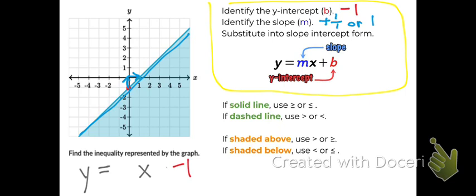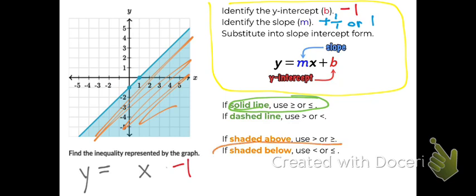So now that we have this equation of this line, we want to change this to the inequality, because it's not just the solutions on the line, it's everything down below. Notice that this is a solid line, so it's going to have that equal sign with it. It's going to be greater than or equal to, or less than or equal to. And we are shading below that line, so it's going to be a less than. So this is equal to, and then it is less than. So this is the inequality represented in this graph.